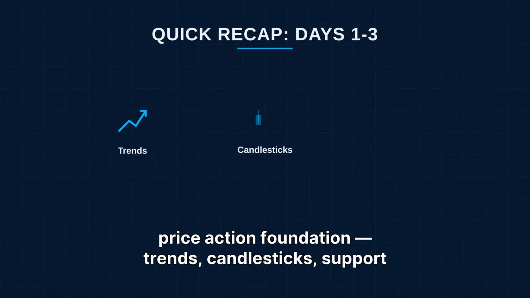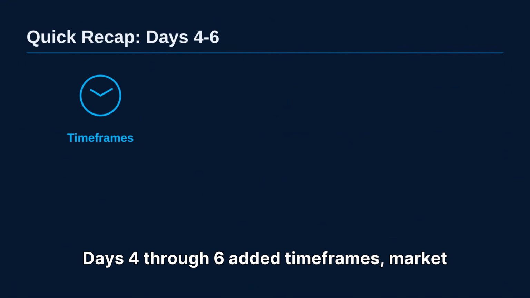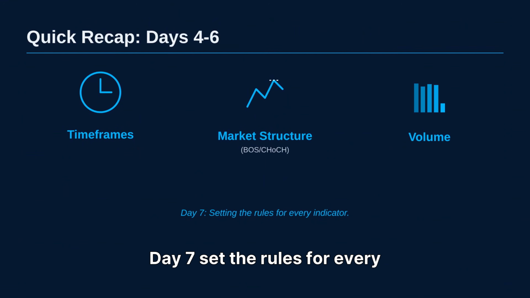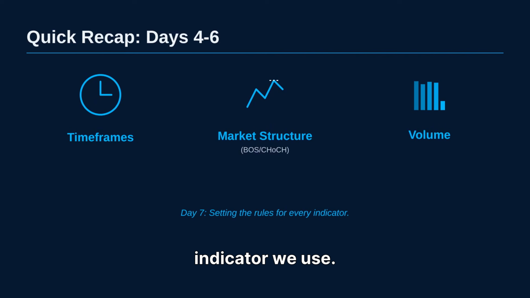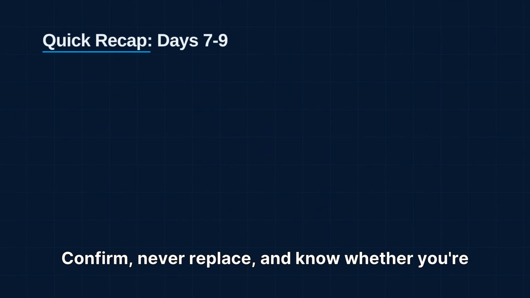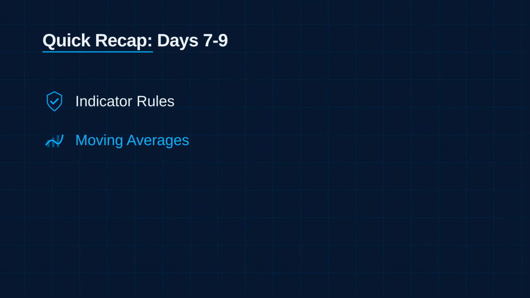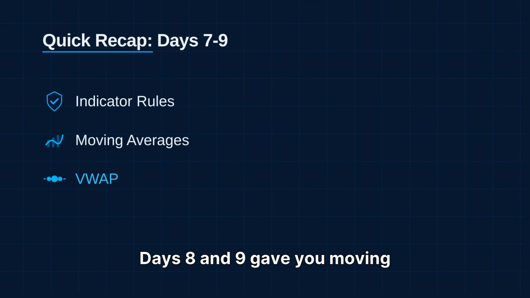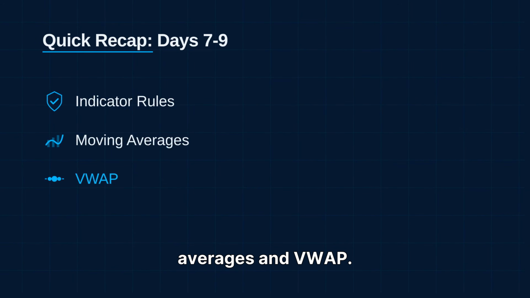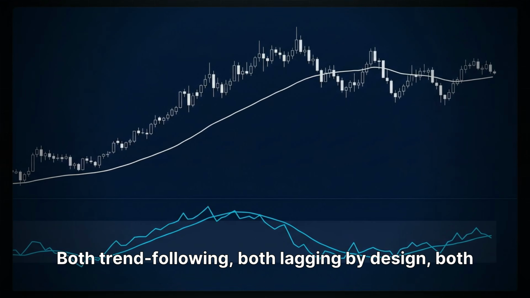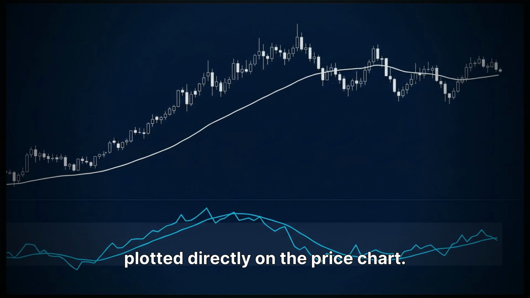Quick recap. Days 1 through 3 gave you the price action foundation: trends, candlesticks, support, and resistance. Days 4 through 6 added timeframes, market structure, and volume. Day 7 set the rules for every indicator we use: confirm, never replace, and know whether you're looking at a leading or lagging tool. Days 8 and 9 gave you moving averages and VWAP. Both trend following, both lagging by design, both plotted directly on the price chart.